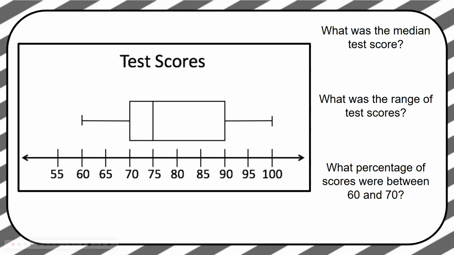Alright, so let's practice answering some questions about box plots. Think about what was the median score. If you said 75, you are correct. We're just looking at that line in the middle. What was the range of the test scores? If you said 40, you're correct, because that's 100 minus 60, 40 points, or 40%. Then it says, what percentage of the scores were between 60 and 70? If you said 25%, you are correct, because that's just 1/4 of the data.